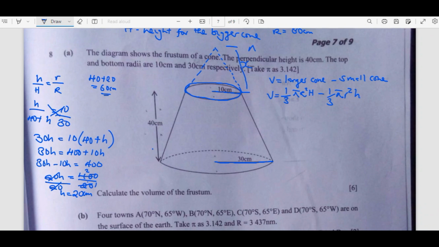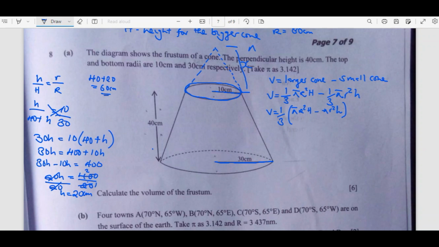We've used small letters to indicate that this is a small cone. In this case, we're going to substitute because the information has been given. To simplify things, 1 over 3 and 1 over 3 are common there. So we take 1 over 3 and then open bracket, pi r squared h minus pi r squared h.